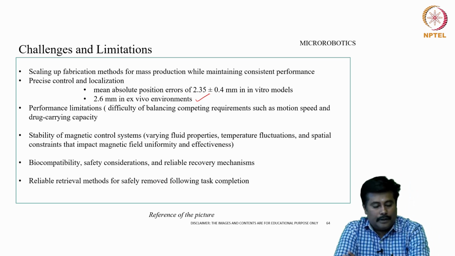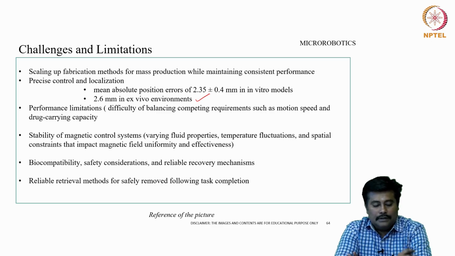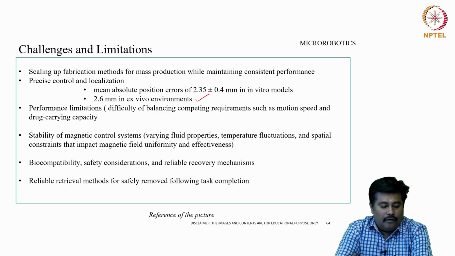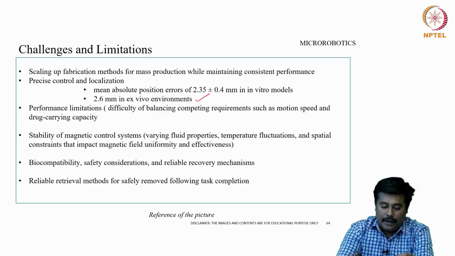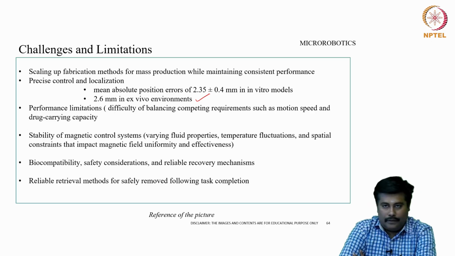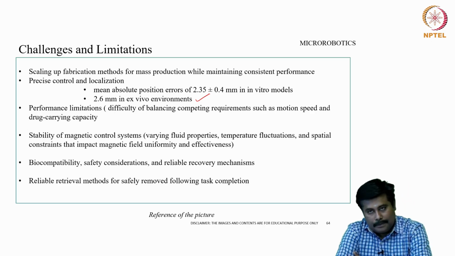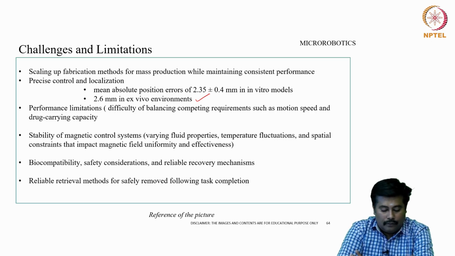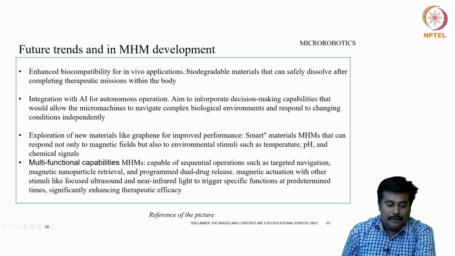From the performance limitation point of view, there is a difficulty of balancing competing requirements such as motion speed and drug carrying capacity. For the stability of the magnetic control system, varying fluidic properties like temperature fluctuations and spatial constraints impact the magnetic field uniformity and effectiveness. From the biocompatibility point of view, it is highly biocompatible, it has good safety considerations and it has a reliable recovery mechanism. It also has a reliable retrieval method for safely removing it after task completion.